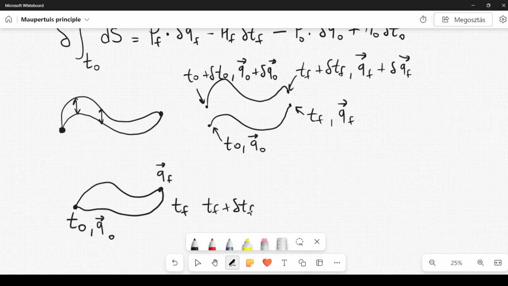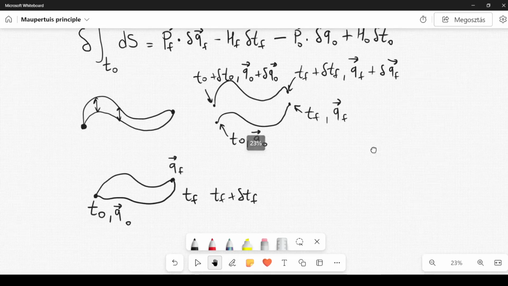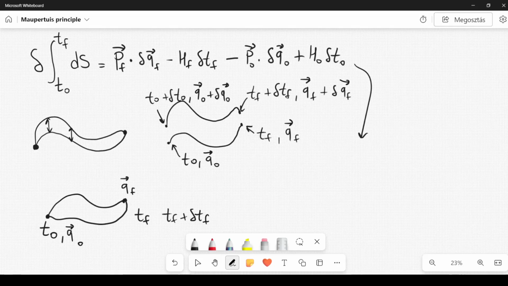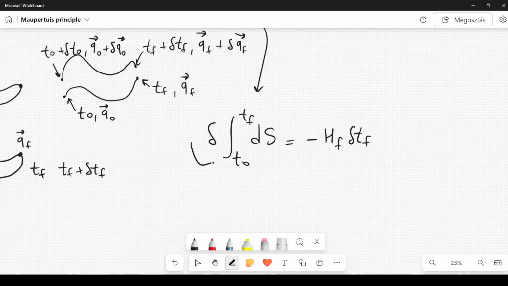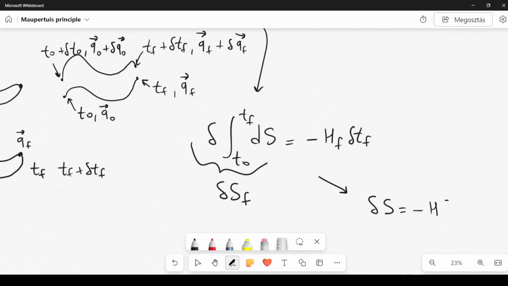So the final time can change, can be varied, and therefore this formula in here can be written like this. Basically everything goes to 0 except for this term here, because this delta tf is the only one that's non-zero. So we have minus hf delta tf like this. Now this change in the action can also be written as delta sf, and if we clean the notation a bit, we get delta s equal to minus h delta t, so we avoid writing down the subscripts.